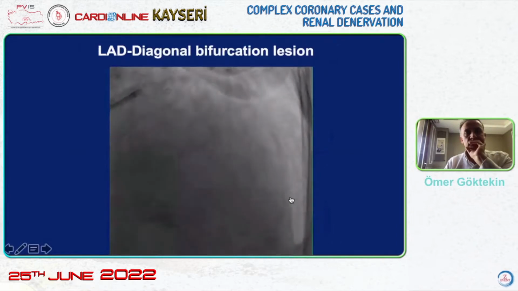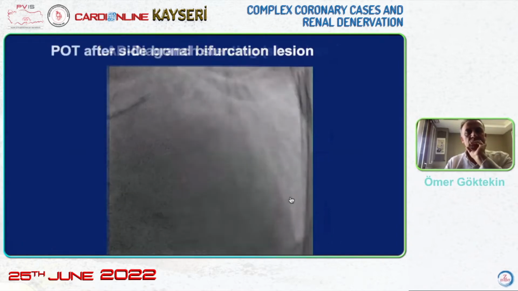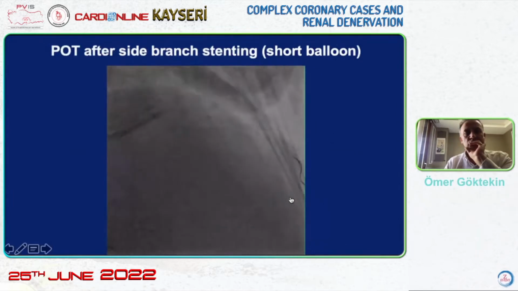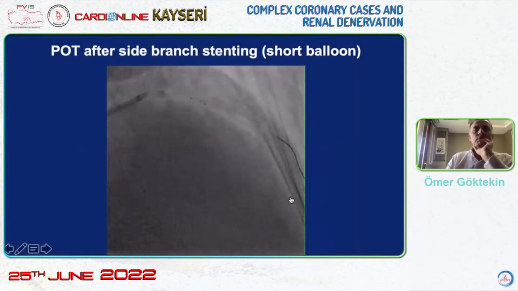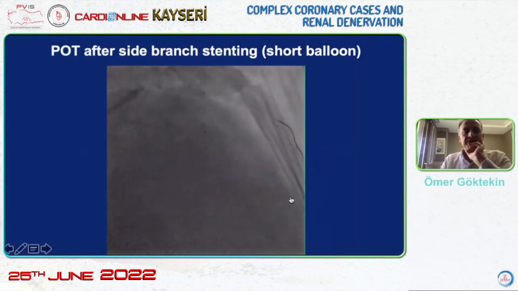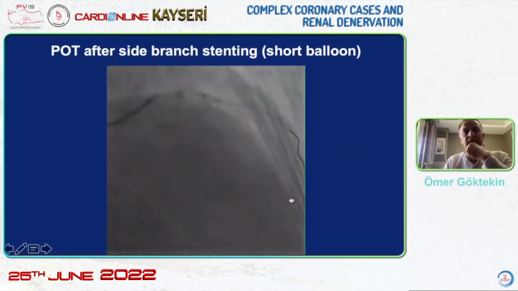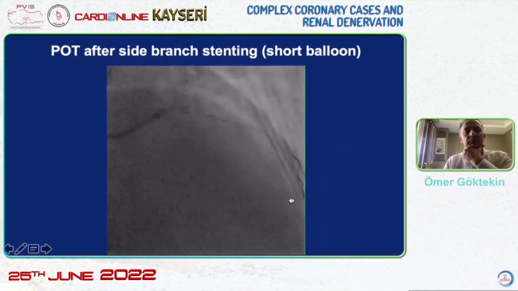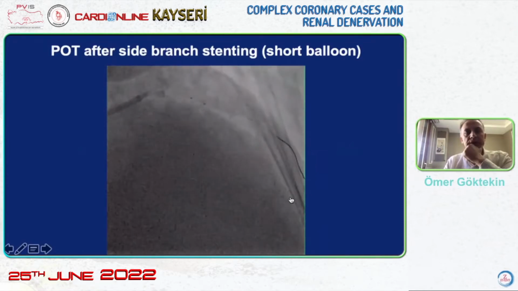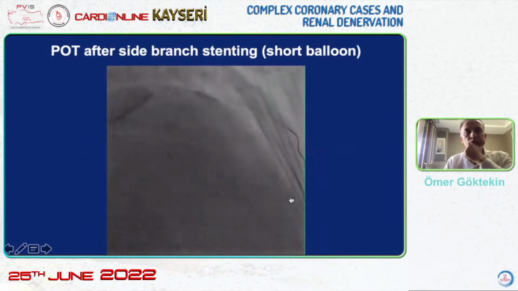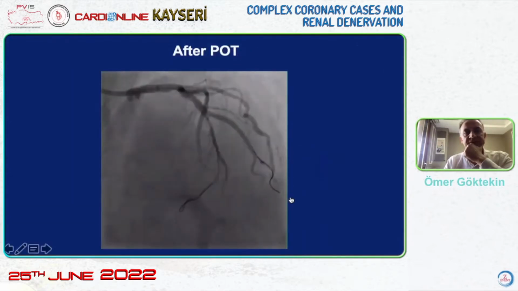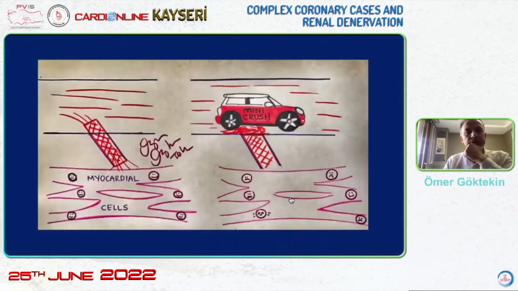I'd like to show you an example. There's a diagonal stent, and with a very short balloon, it is used. We have 6 mm balloons in our country. There's 8 millimeter and 6 millimeter balloons that we use. For the POT, sometimes you can find the short balloons.